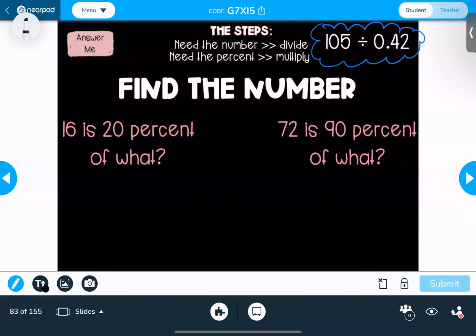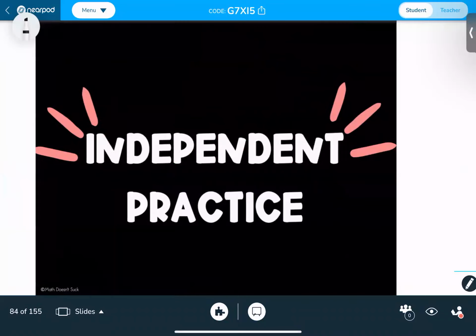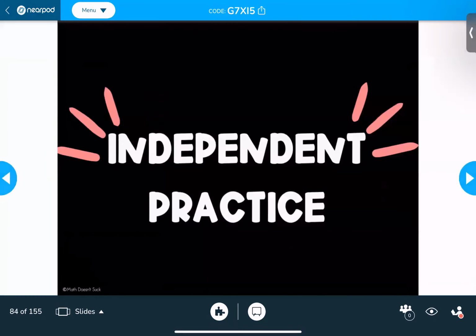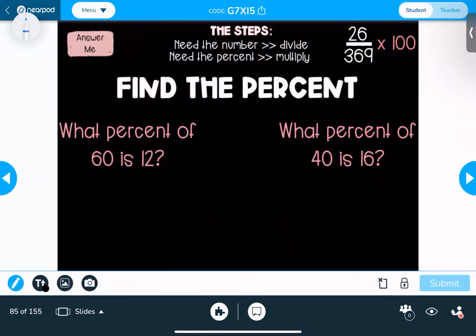All right, fresh screen, fresh questions. All right, let's take a peek. Find the percent. As a reminder, when the percent is missing, fraction times 100. Need the percent? Multiply. Go ahead and pause this to give you a chance to solve.